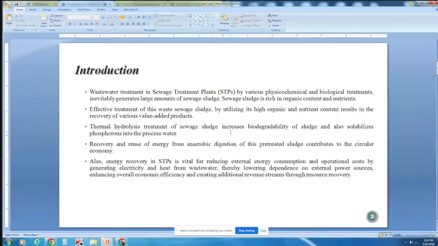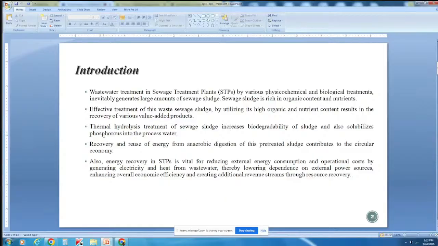But treatment plants of around 300 MLD spend more than 1 crore of rupees on electricity charges for aeration. So how do we recover some energy from this sewage sludge? Normally, wastewater treatment plants do sludge digestion, but that does not reach 100% recovery of the energy from the sludge.